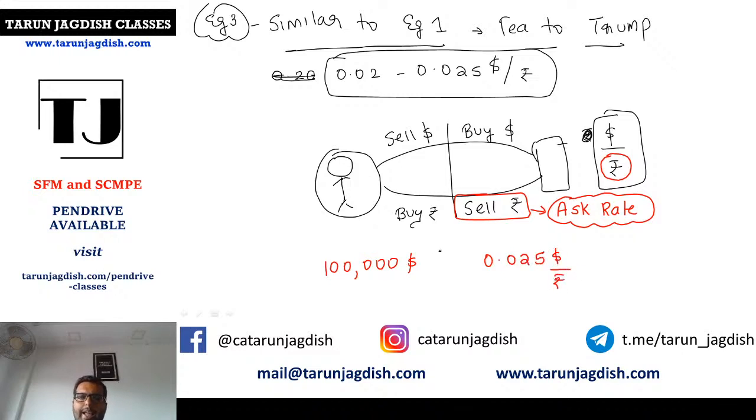Now tell me, can I multiply dollar into dollar bar rupee? I will get dollar square something. So multiplying doesn't work. If multiplying doesn't work, in return, what am I supposed to do? I am supposed to divide. So now tell me, what is 1 lakh divided by 0.025? Do I get the answer as 40 lakh rupees? Is this the same answer I got in example number 1 also? Can you please write down this in your books now?